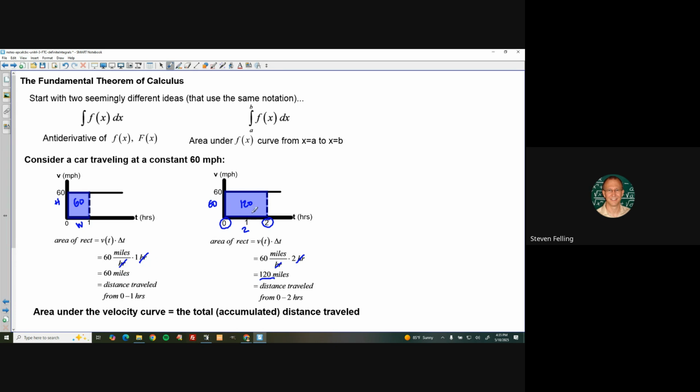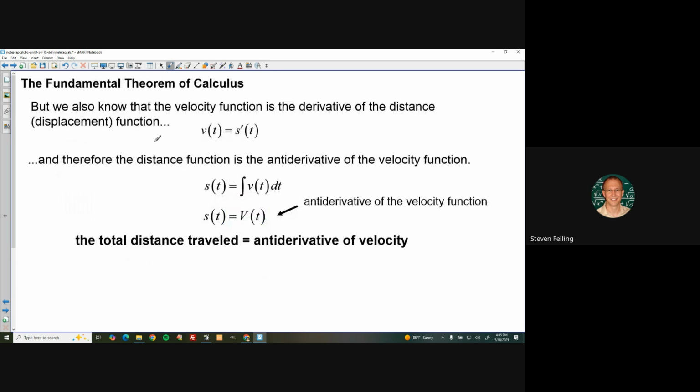So we just get this idea in our head that the area under this velocity curve is the total accumulated distance that's traveled. Okay, but we also know that the velocity function is the derivative of the distance function. So that velocity function is also the derivative of the distance. And therefore, if we take the antiderivative of both sides here, right, the antiderivative of the velocity function would give you the distance, and this would be the antiderivative of that velocity function. So the antiderivative of a velocity function, using that same integral symbol, produces a function for the distance traveled.